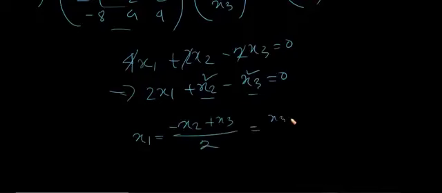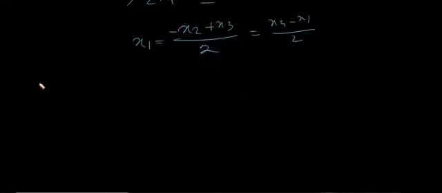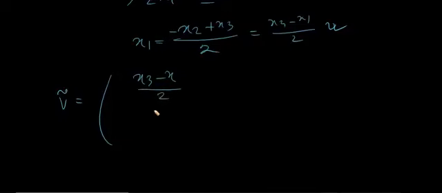That is x3 minus x1 by 2, right? And now I can construct the eigenvector v tilde. Since I have only one equation, I can only extract this amount of information. So instead of x1, I'm going to write x3 minus x1 divided by 2. I'm going to write x2. Sorry, this should be x2, not x1. And I'm going to write x3.